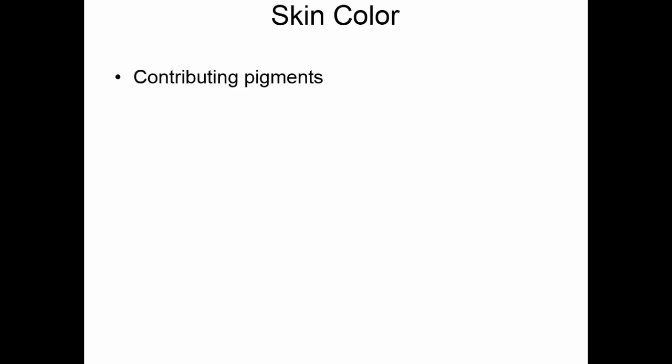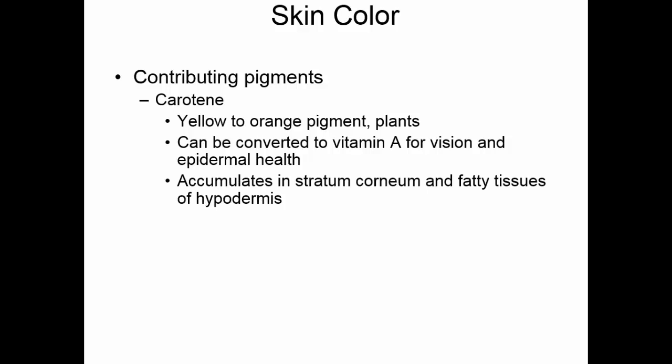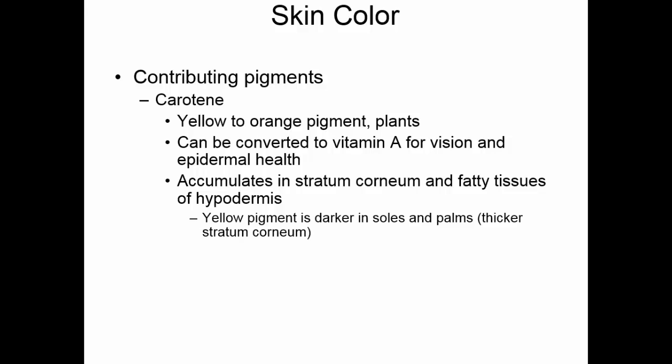Another thing that may contribute to skin pigment is something called keratin. Keratin is a yellow to orange pigment that's found in plants, things like carrots and sweet potatoes. Keratin is one of the things that can be converted to vitamin A and is useful for vision and epidermal health. However, it is a lipid-based substance and can accumulate in the stratum corneum and the fatty tissues of the hypodermis. This yellow pigment, for someone who eats a lot of yellow or orange vegetables, may be darker in the soles and the palms where you have the thicker stratum corneum.